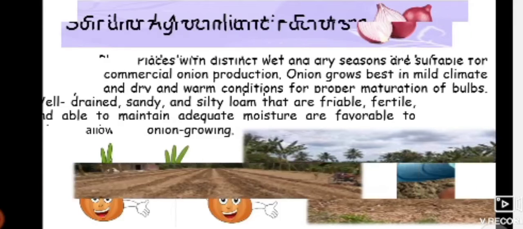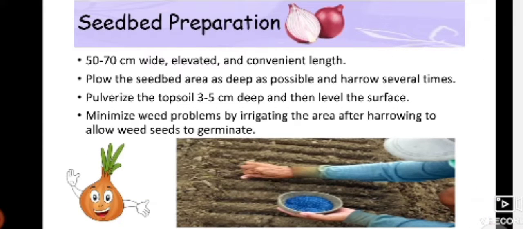In seedbed preparation, the seedbed for onion is from 50 to 70 cm wide, elevated, and of convenient length. Plow the seedbed area as deep as possible and harrow several times. Seedbeds should be parallel to each other at a distance of 30 cm. To raise the seedbed 10 to 15 cm high, excavate the soil in the proposed pathways and put it on the seedbed. Pulverize the topsoil 3 to 5 cm deep and then level the surface.